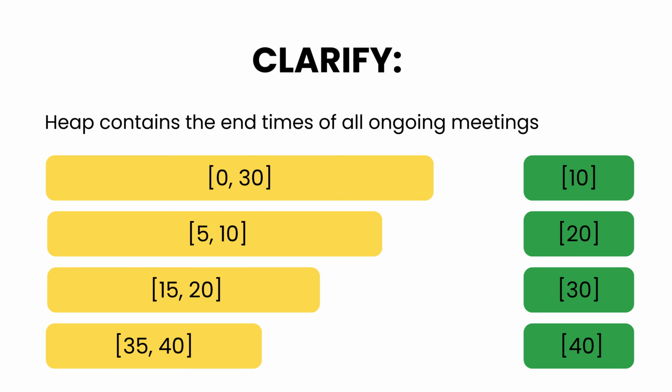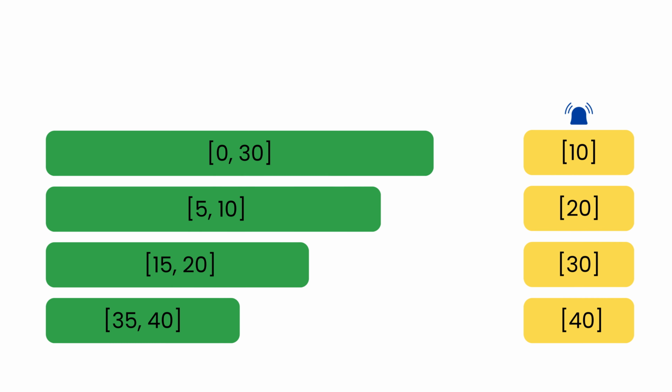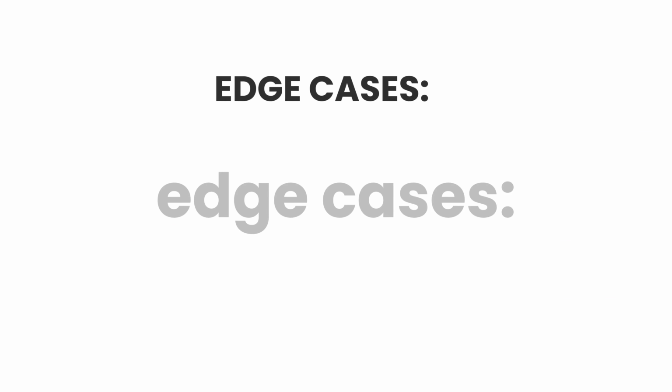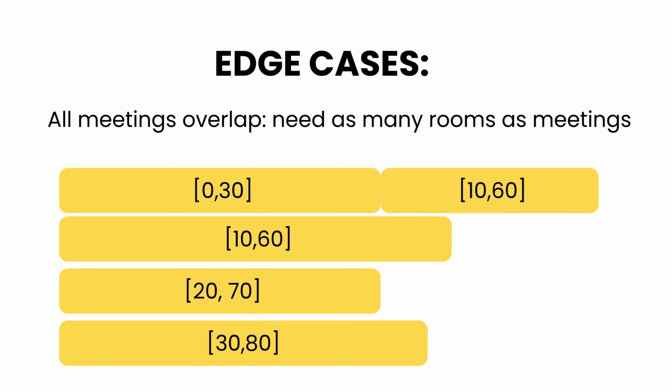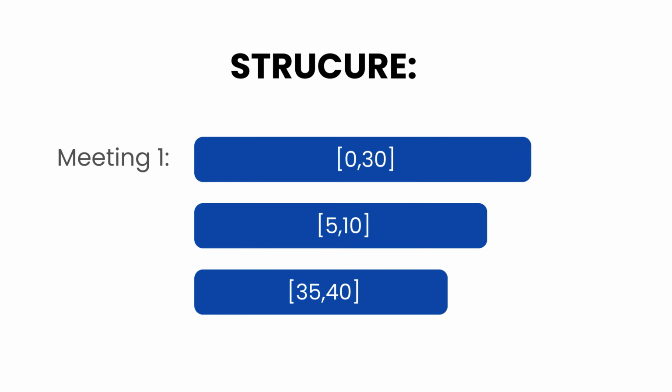Let's clarify. The heap contains the end times of all ongoing meetings. Always pop from the heap when a room frees up, that is, when a meeting ends before the next starts. Edge cases: no meetings, 0 rooms. All meetings overlap: you need as many rooms as meetings.